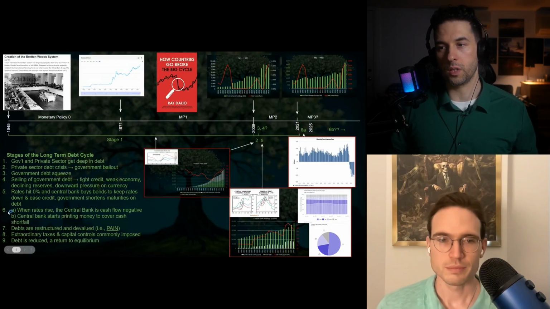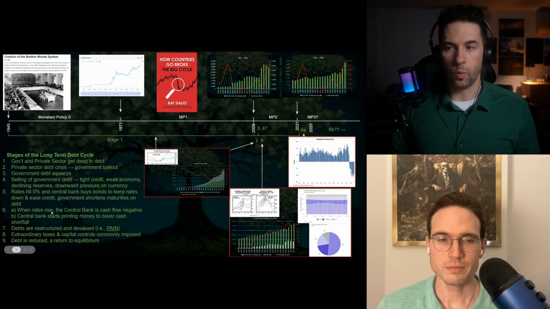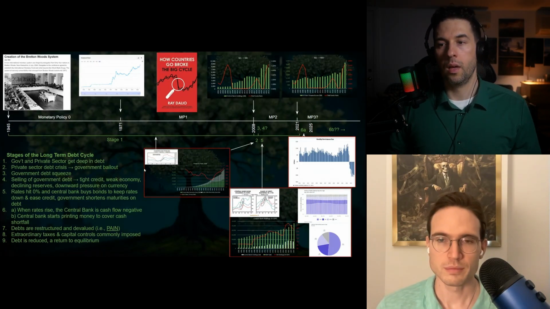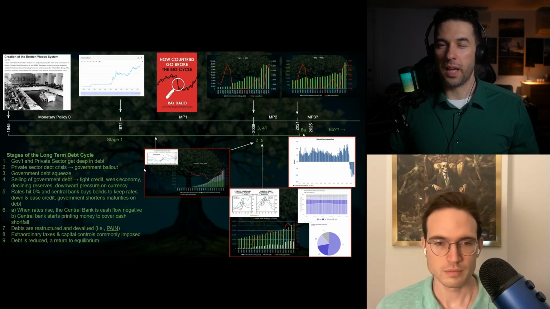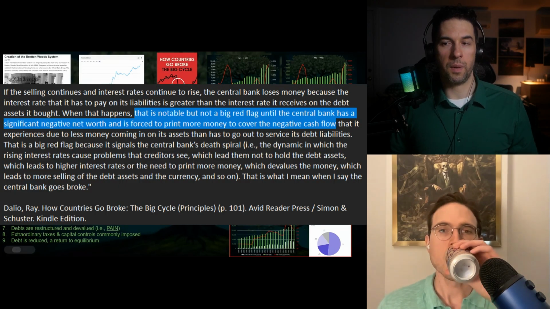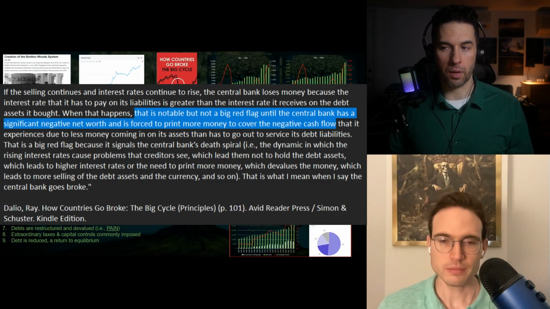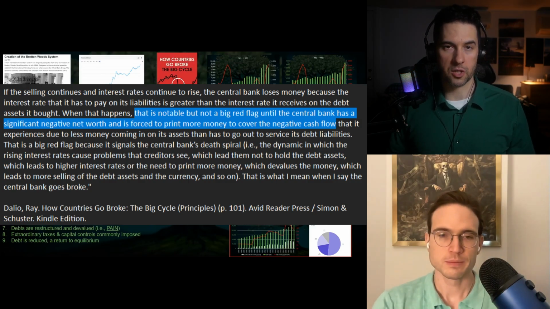And so we talked about 5. 6A is when rates rise and the central bank cash flow is negative. So that's what's happening right here. These are the monthly remittances, and they've gone negative after being positive for the longest time. He says in there that's a red flag, but it's not that bad. It becomes really bad when 6B hits and the central bank starts printing money to cover the cash shortfall.